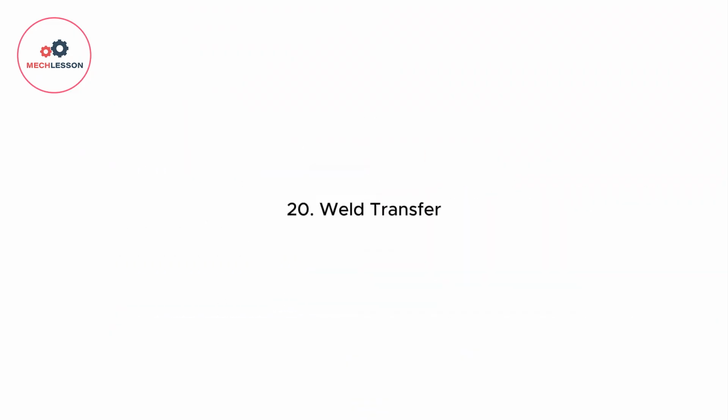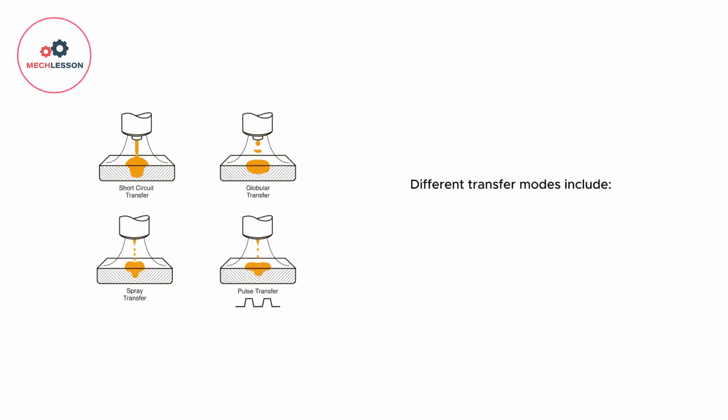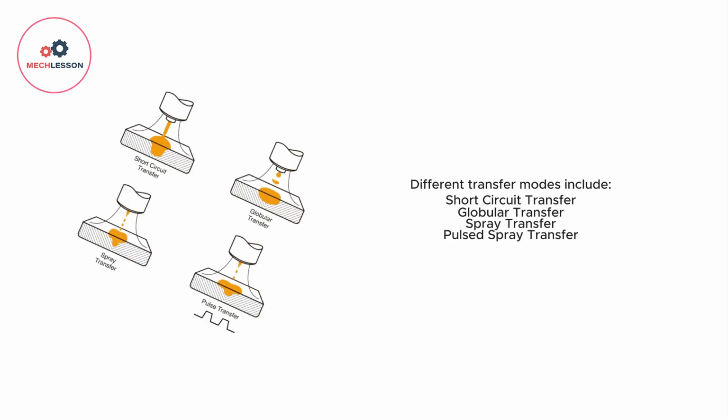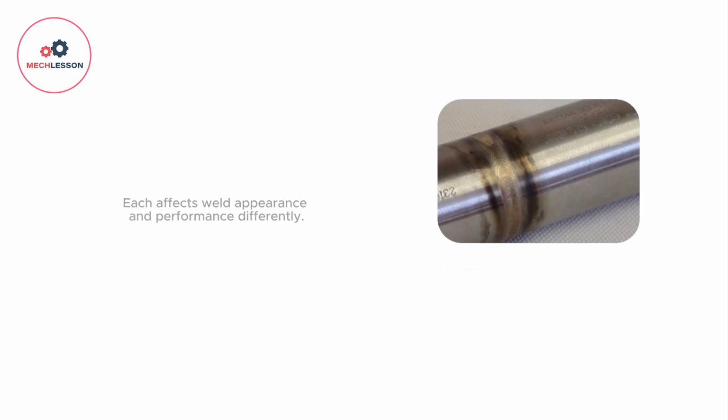20. Weld transfer. Weld transfer describes how molten metal moves from the electrode to the weld puddle. Different transfer modes include short-circuit transfer, globular transfer, spray transfer, and pulsed spray transfer. Each affects weld appearance and performance differently.